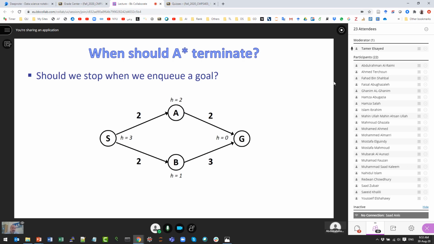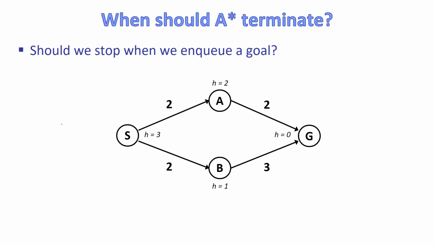Let me ask for a volunteer here again to do this example with me. Anyone? Ghanem? So we want to, yes. So we'll start with S, right? Yes. So we have to expand S first, right? So we'll have to expand S to A and B, right? So what will be the cost for A? The cost for A is 2.